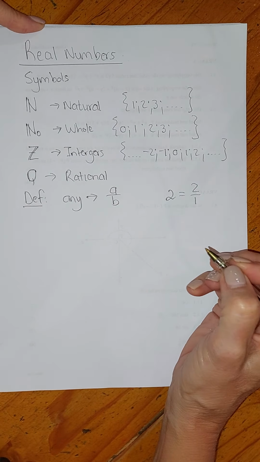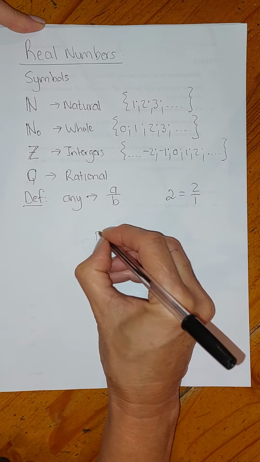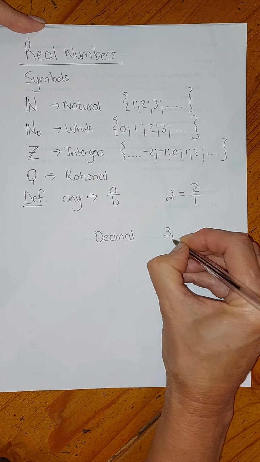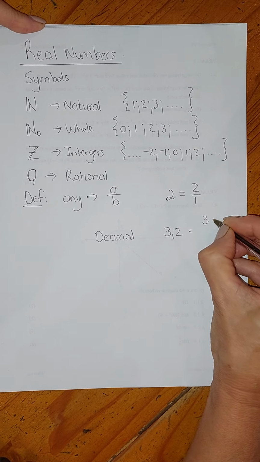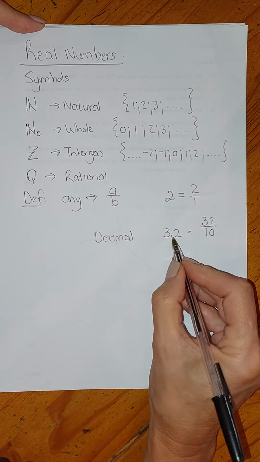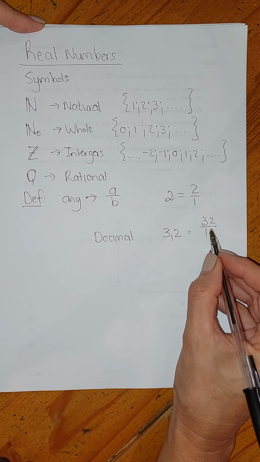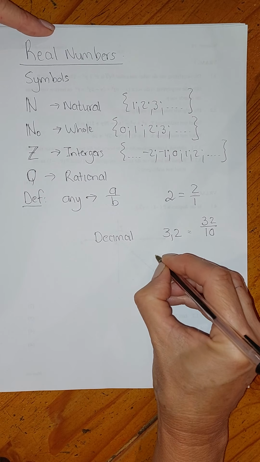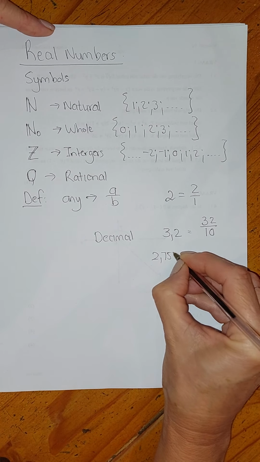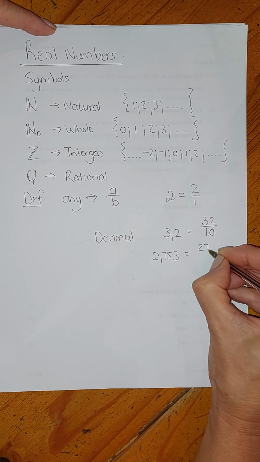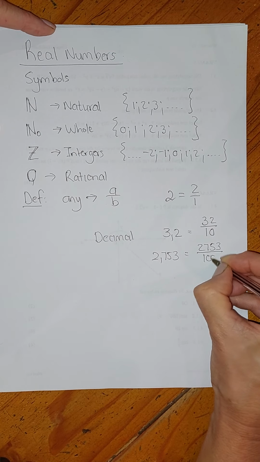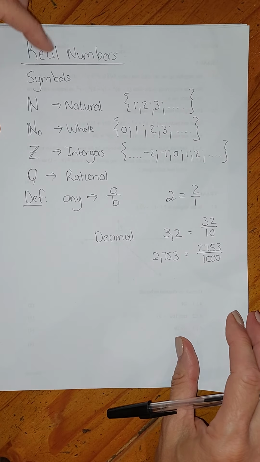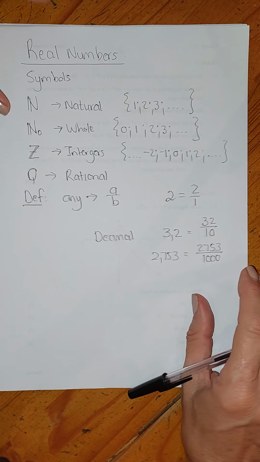So that is the normal numbers that we have. Then we have our decimal numbers. If you have 3,2, it can be written as 32 over 10. Remember, there's one digit after the comma, so it's a tenth. That is a rational decimal number. Even if it is more like 2,753, it can be written as 2753 over 1,000. There are 3 digits, so this is a rational number because it can be converted into a fraction.